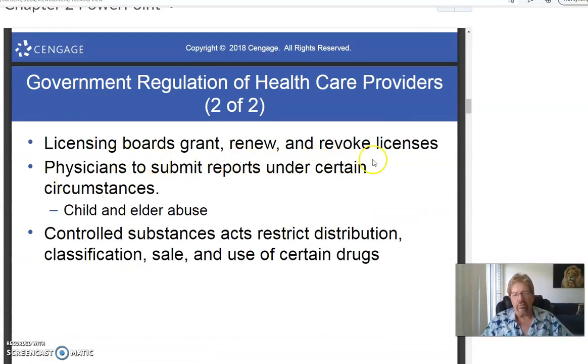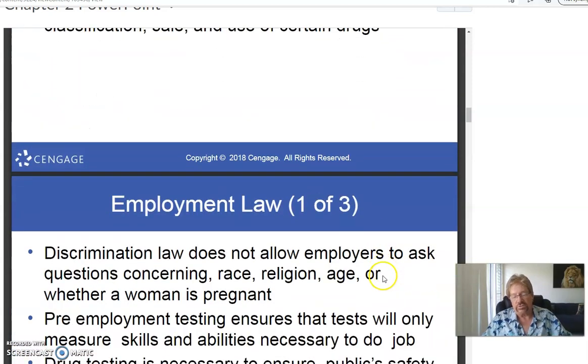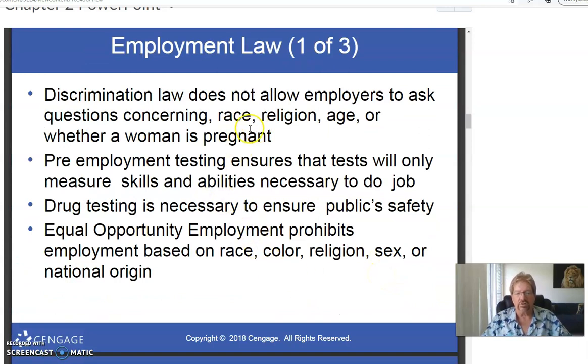Licensing boards grant, renew, and revoke licenses. Physicians must submit reports under certain circumstances, such as child and elder abuse. We'll go over that some more. Controlled Substances Acts restrict distribution, classification, sale, and use of certain drugs. Now, why is that a problem, guys? Because medical doctors, I'm a chiropractic doctor, not a medical doctor, so I can't prescribe medicine, and I'm glad, because it's a big responsibility. There's a lot of abuse of it. There's people bugging you for medication, and there are physicians and nurses and other ones that are taking it for fun, in some instances.